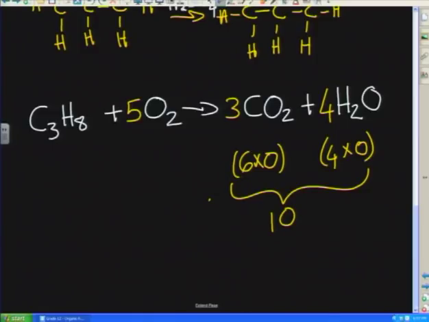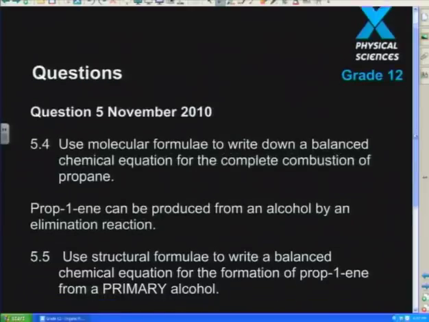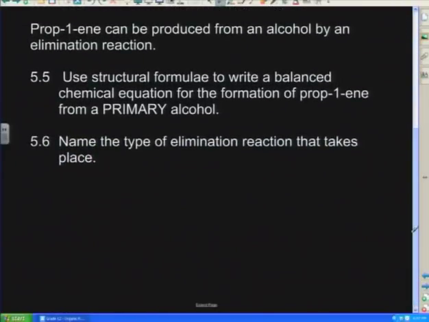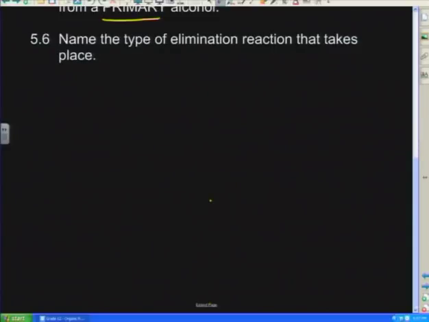Okay, so now I think I've got a little bit of time to try and figure out what's going on here. And this gets into the last piece of question 5. It says prop-1-ene can be produced from an alcohol by an elimination reaction. They want us to use structural formulae to write a balanced chemical equation for the formation. So that means that prop-1-ene is a product from a primary alcohol. So just quickly, what we're going to do is draw that primary alcohol. And I'm actually going to leave some of this for you to do at home.